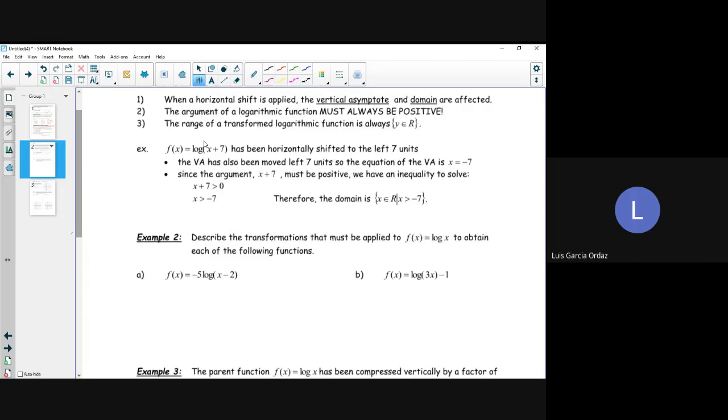So remember, the expression in the bracket is your vertical asymptote, okay? So since the argument, x + 7, must be positive, we also have an inequality to solve, which is x + 7 > 0. And then we move the 7 over, so we get x > -7, which means the domain of the function is x ∈ ℝ, such that x > -7. So the bracket helps you to find the vertical asymptote, and it also helps you find the domain.